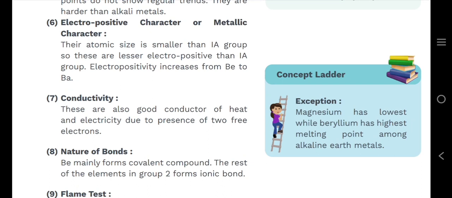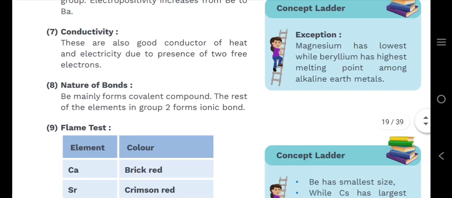Conductivity. These are also good conductors of heat and electricity due to the presence of two free electrons. Nature of bonds. Be mainly forms covalent compounds. The rest of the elements in group 2 form ionic bonds.